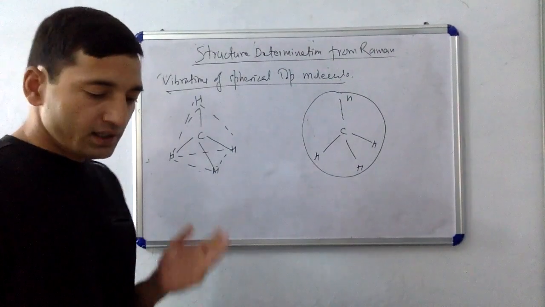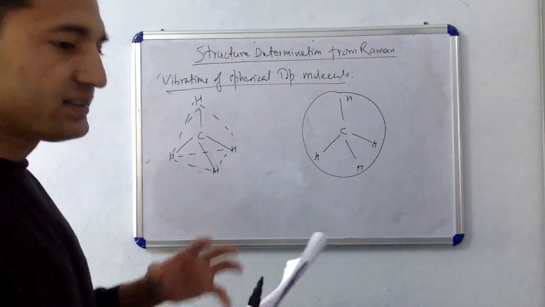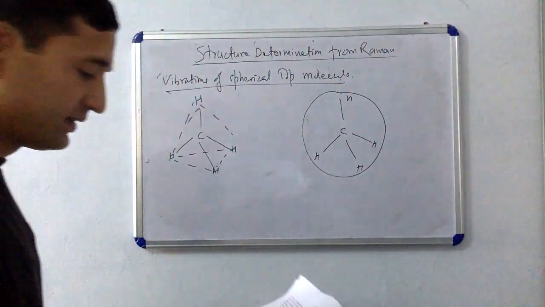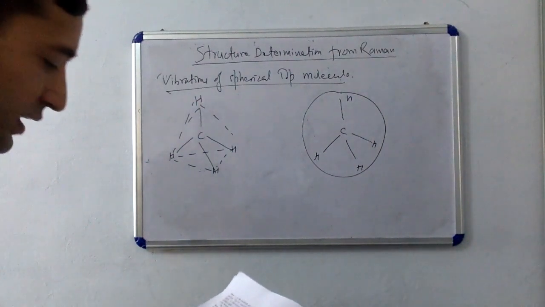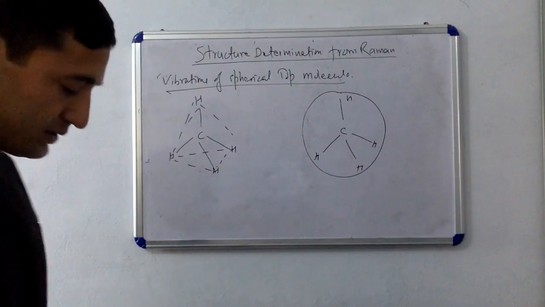It's plainly Raman active because the polarizability is changing, but it is changing symmetrically. So that is called plainly Raman active. Now, we are considering two cases.